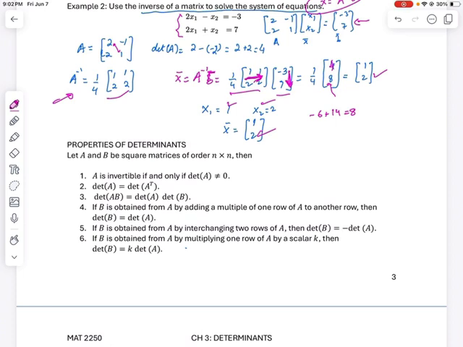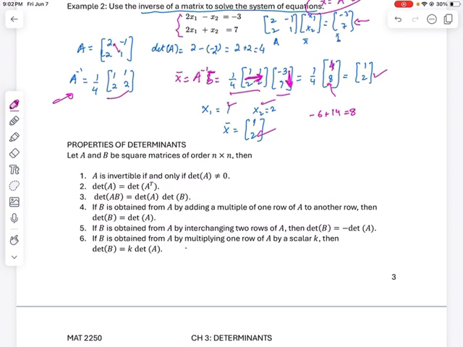Now, the determinant of A is the same as the determinant of the transpose of A. Or in other words, the determinant of the transpose of A is the same as the determinant of A. Then if you have a product of two matrices, and you find the product and then find its determinant, you will get the same answer as if you found the determinant of each of those matrices and then multiplied them. Now, if B is obtained from A by adding a multiple of one row of A to another row, then the determinant of B will be just equal to the determinant of A.